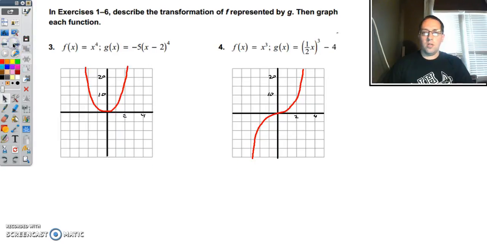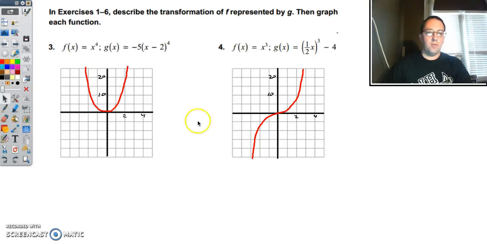Okay, let's try a couple more of these. I've actually got the originals already drawn on there. I want you to pause the video and take a look at this, see if you can figure out what the new functions are going to look like. Try to come up with the description of the transformations before you graph the functions, just by looking at the equations, okay?